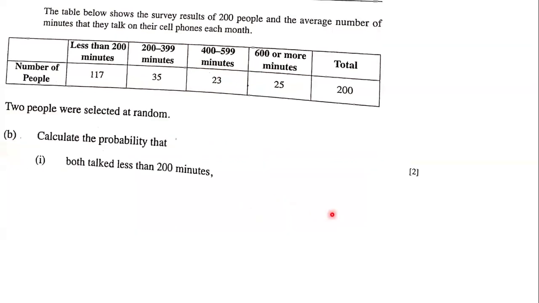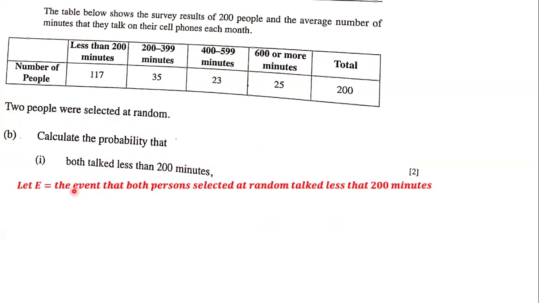Let's move on. It says two people are selected at random. Calculate the probability that both talked less than 200 minutes. Let E be the event that both persons selected at random talked less than 200 minutes. The probability of E is going to be 117 over 200 multiplied by 116 over 199.